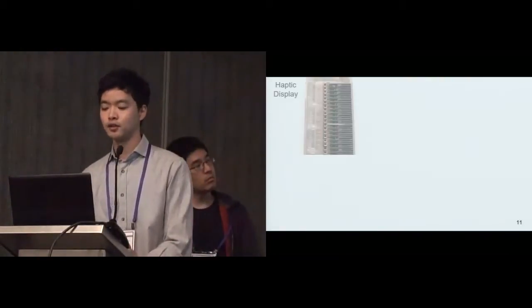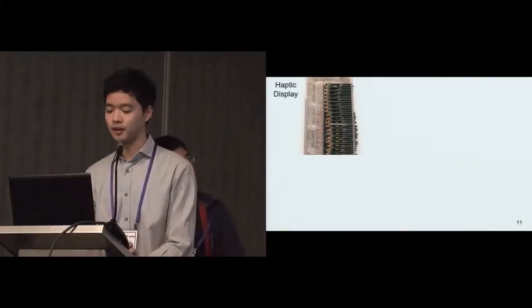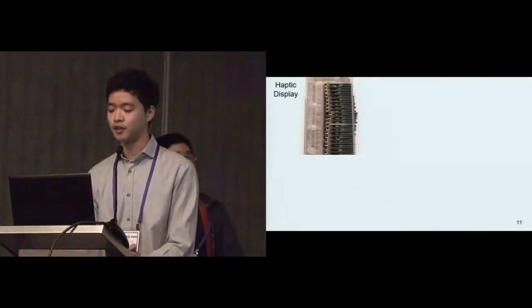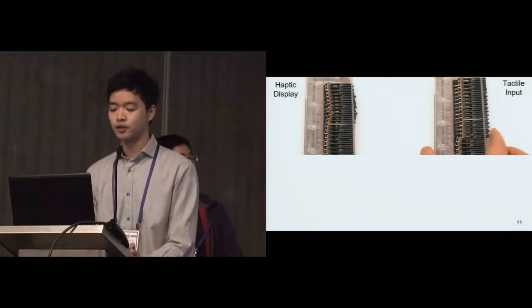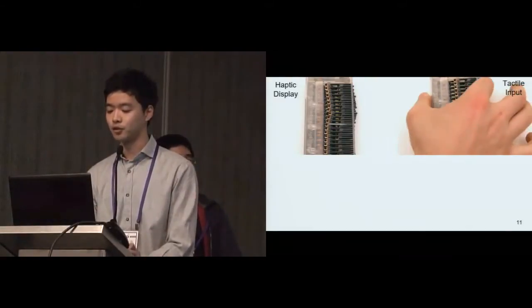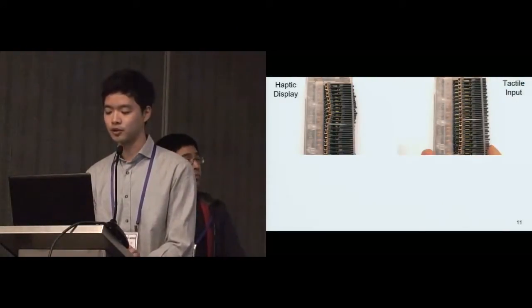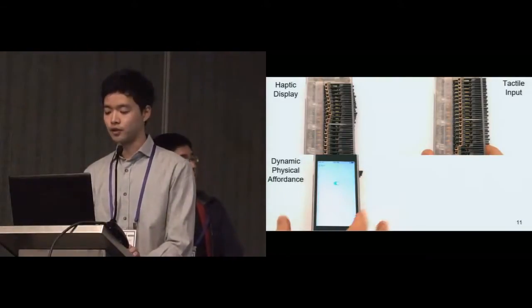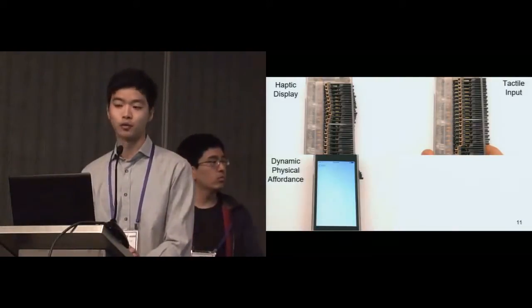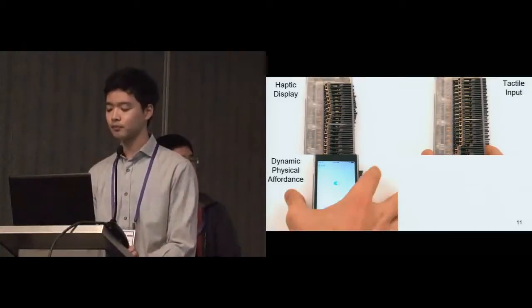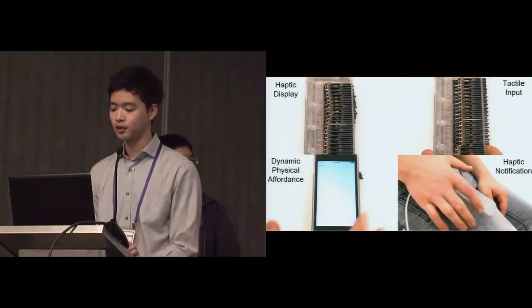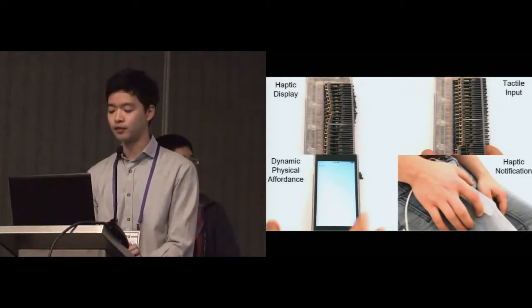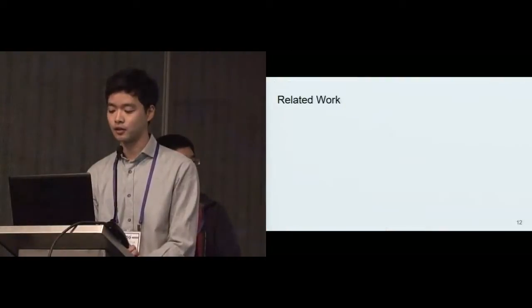With this, we can enrich the haptic interaction in different ways. First, it can serve as a haptic display. It can be used as either kinesthetic, tactile, or visual display. Second, each pin is touch sensitive and back drivable, so you can not only tap on it, but also push. Third, with those features, it can provide dynamic physical affordances like this toggle. Finally, because of its shape-changing nature, it can be used to provide different kinds of haptic notifications.